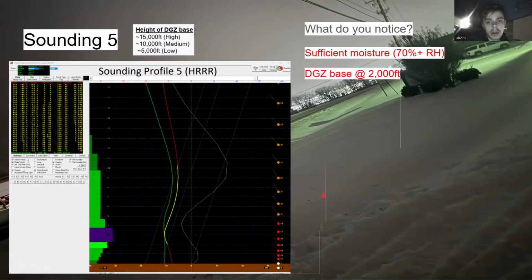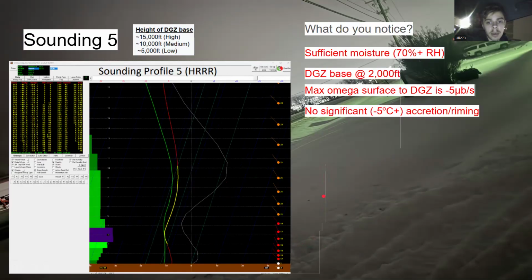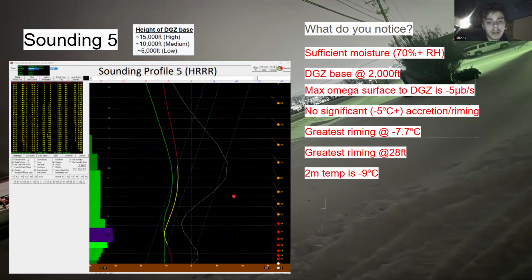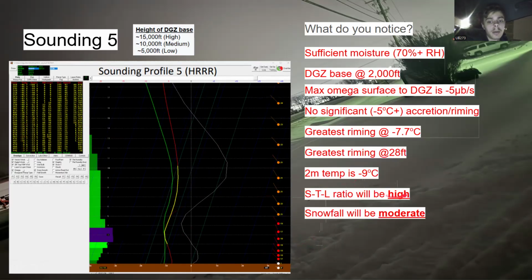All right, this time we have a low DGZ base, -5 millibar per second omega. No significant riming or accretion, you can see, because we don't get above -5 degrees Celsius. This is far away from it. So because it's far away from it, we could expect higher snow to liquid ratios, and snowfall will be moderate.